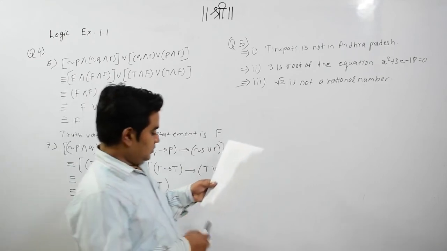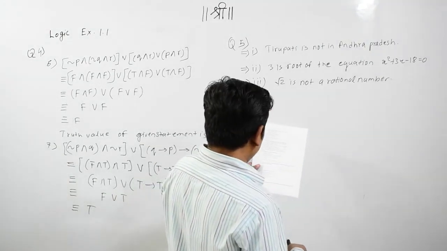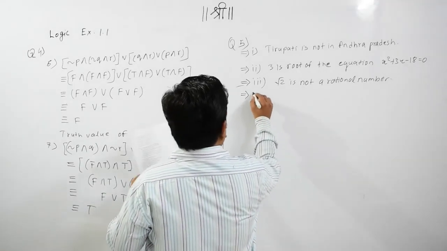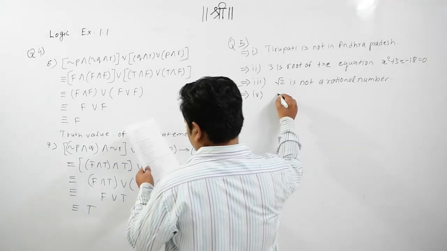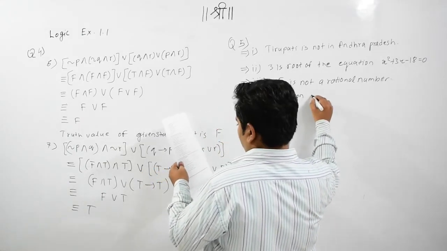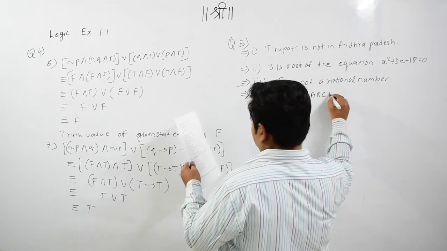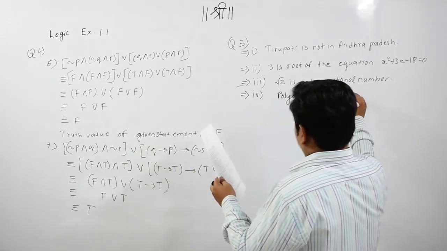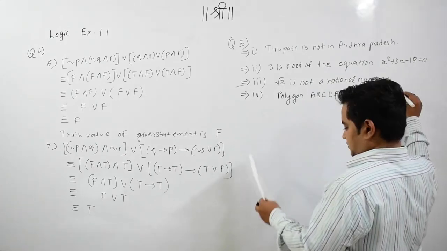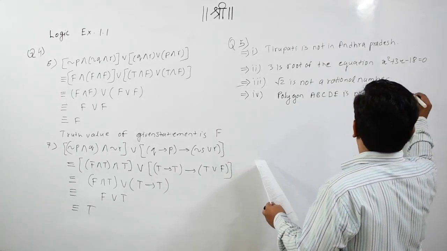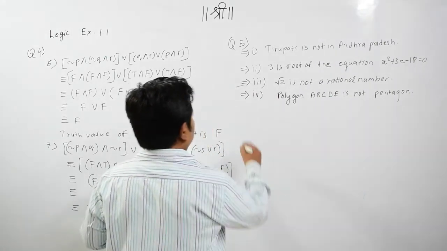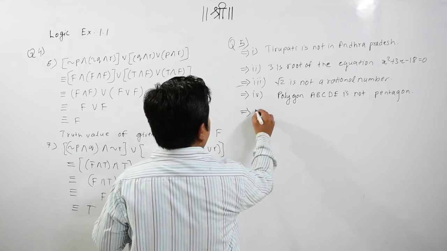Okay, so the polygon ABCDE is pentagon. Again we need to put this not over here within this question. So question number 4 is polygon ABCDE is not pentagon. Spelling correct. The polygon is not a pentagon. That's it.